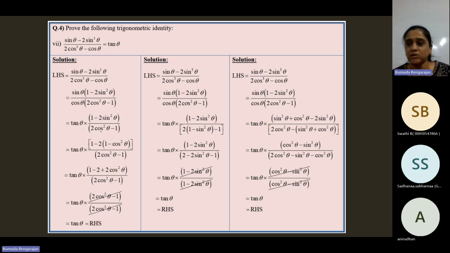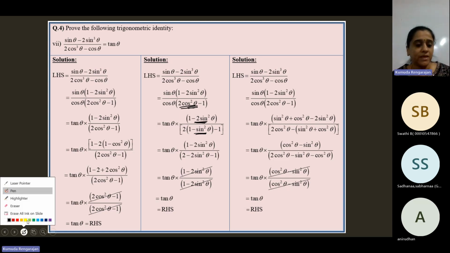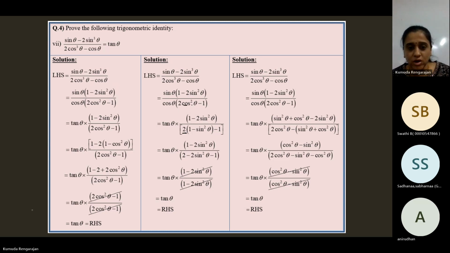In the second column, again, sine theta, take out common. So sine theta by cos theta, tan theta, we have the result. So here, the numerator I've written as it is, 1 minus 2 sine square theta. In the denominator, instead of cos square theta, I've written 1 minus sine square theta. We have 2 cos square theta, no? So instead of cos square theta, write 2 cos square theta.